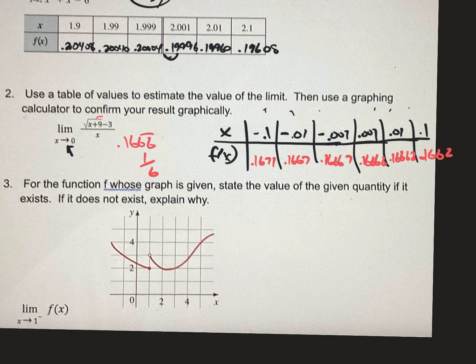I also said you can look at your calculator, you can graph it and see if your graph's getting closer to 1/6. I'm going to be honest, that's a hard graph to look at. You really have to hit your trace button to see what's going on, but it's definitely getting closer and closer to 1/6 from both sides, which means that's the limit.